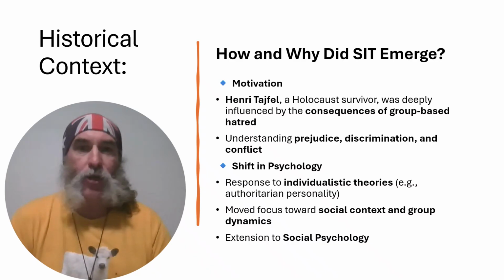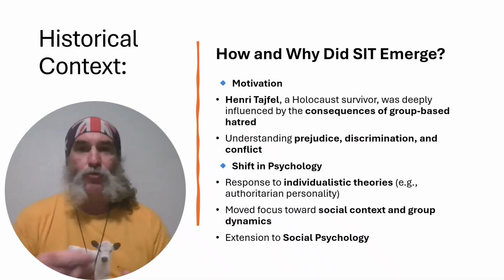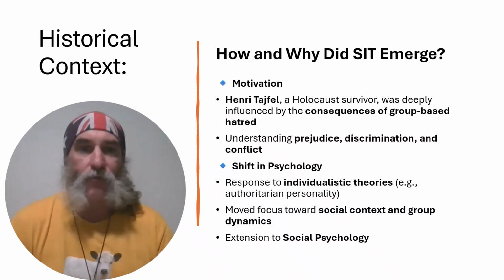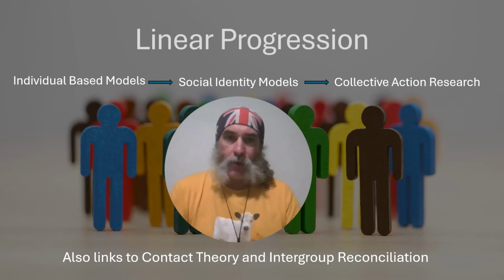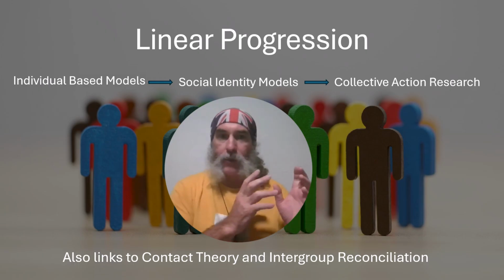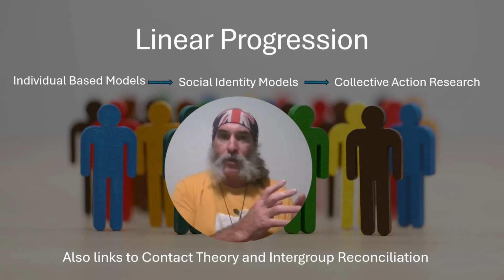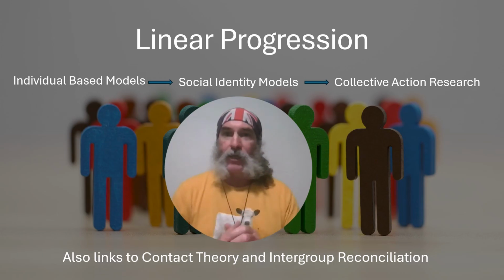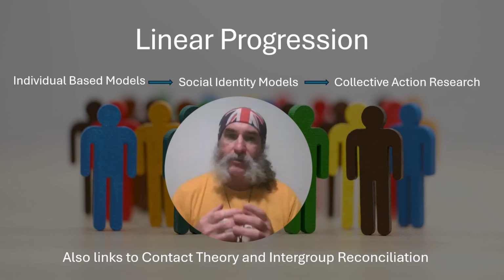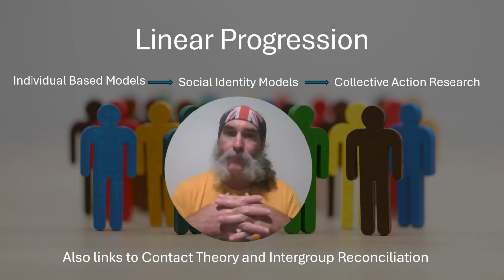It was a shift in psychology at the time and a response to individualistic theories, e.g. authoritarian personality theories. And he moved focus towards social context and group dynamics as an extension of social psychology. The linear progression of social identity theory started from the individual-based models, moved to the social identity models, and then forward to what we see today, collective action research. There's also links to contact theory and intergroup reconciliation.